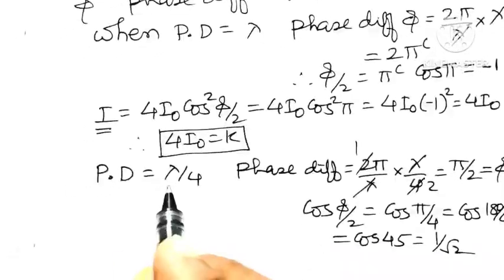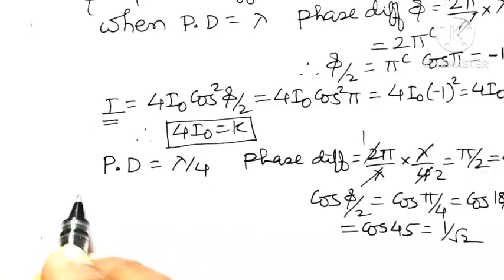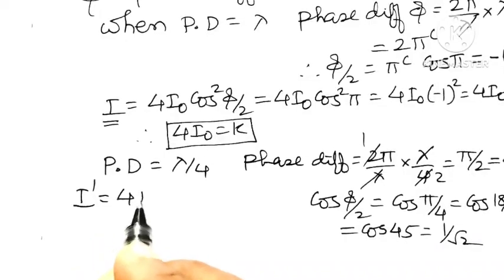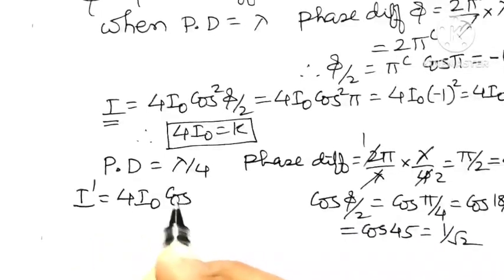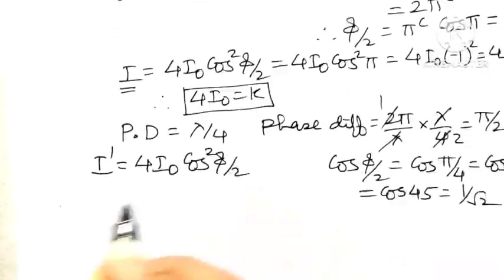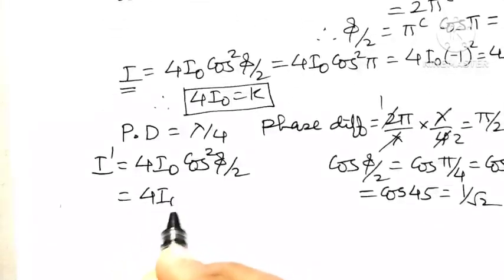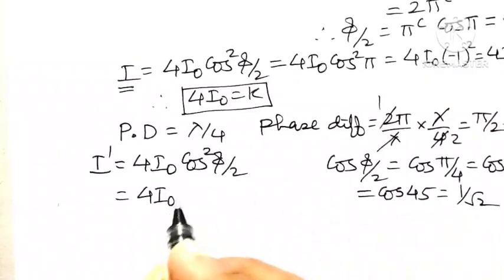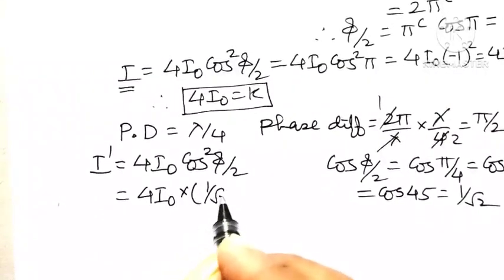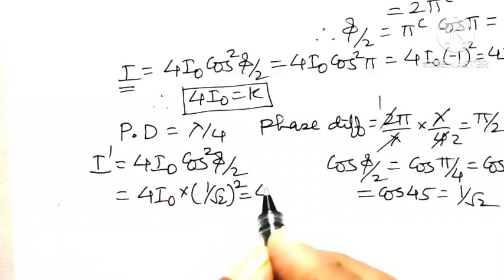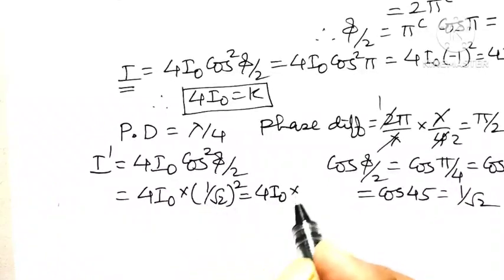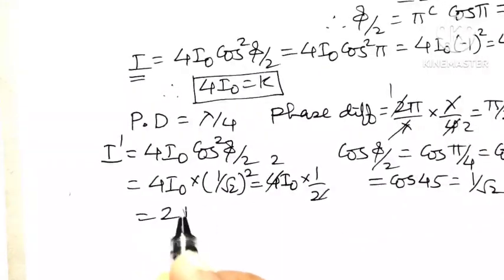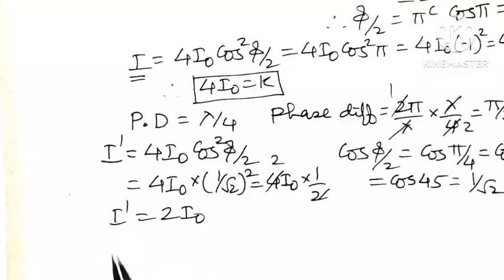So when the path difference is lambda by 4, the resultant intensity at a point I dash is equal to 4I0 into cos square phi by 2. Cos phi by 2 is cos 45, which is 1 by root 2, so 4I0 into 1 by root 2 whole square. The square of 1 by root 2 is 1 by 2, so 4I0 by 2 is equal to 2I0. I dash is equal to 2I0.